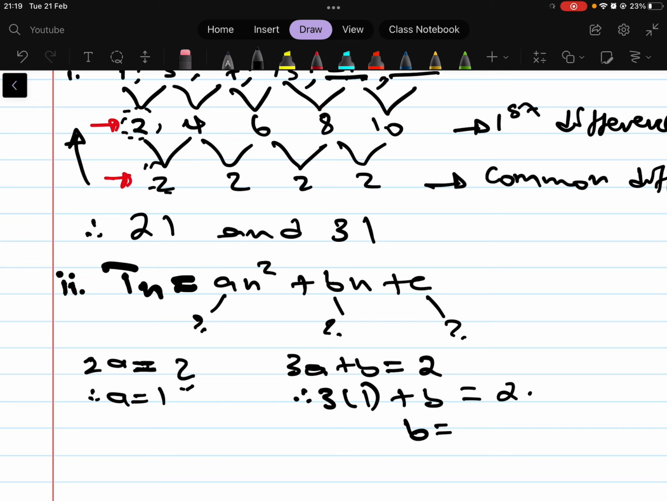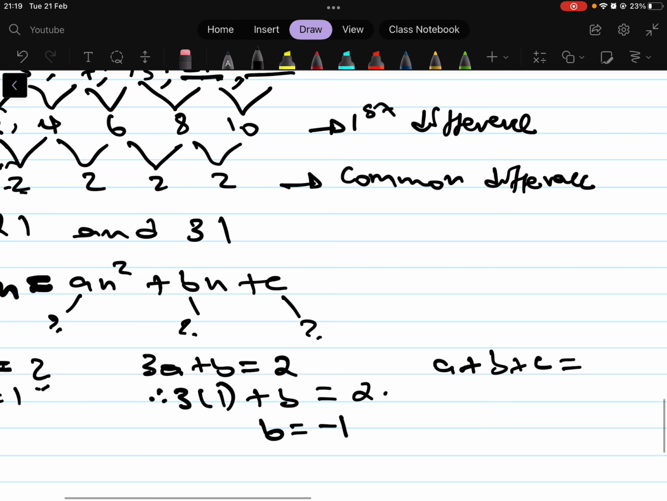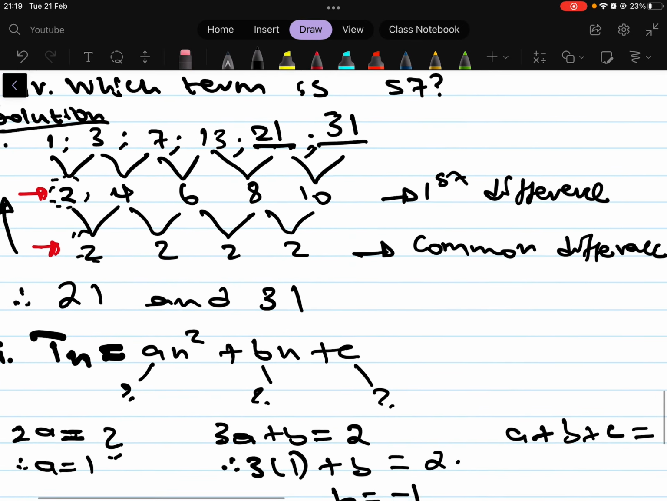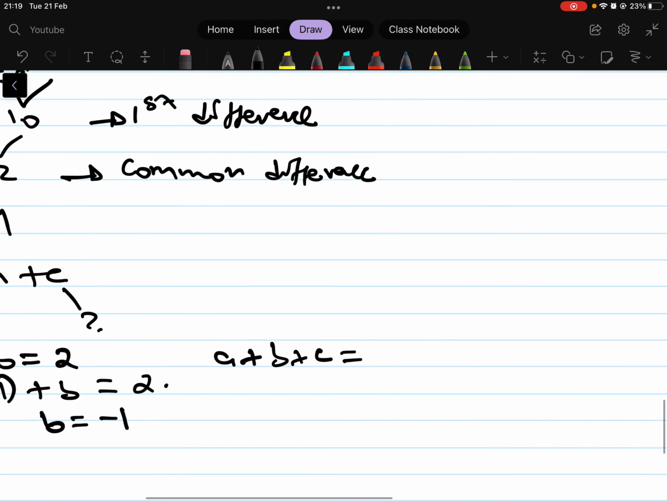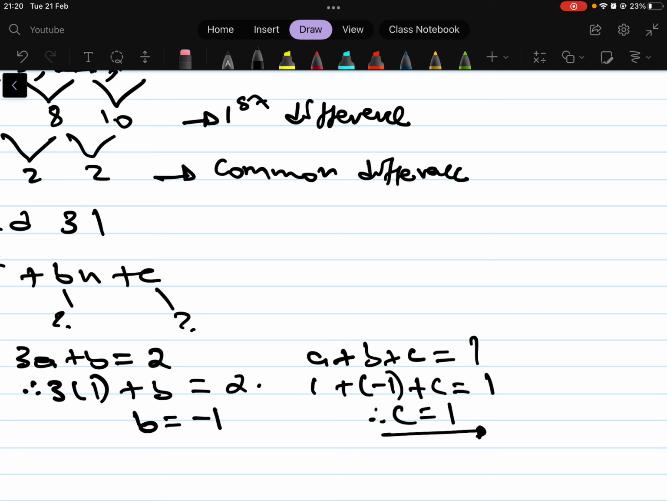Okay, simplifying here is just 2 minus 3, which is -1. And then if you remember from the table again, I told you that the first term of a quadratic number pattern is actually equal to a plus b plus c. In this case, we are given the value of it being 1. So we already know what a is. A is 1, and you know that b is -1. Then we just need to solve for c. Therefore, c is equal to 1, because 1 plus -1 is basically 0, and then c is equal to 1.